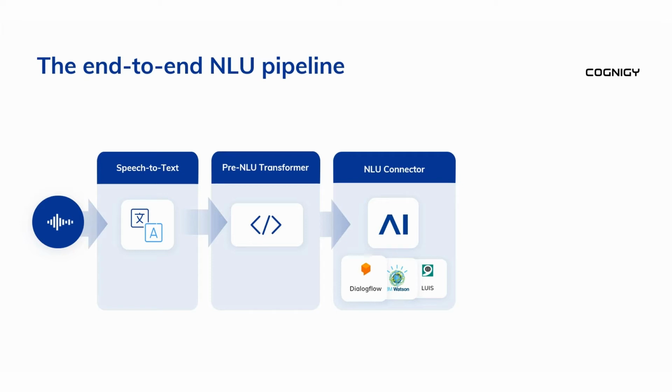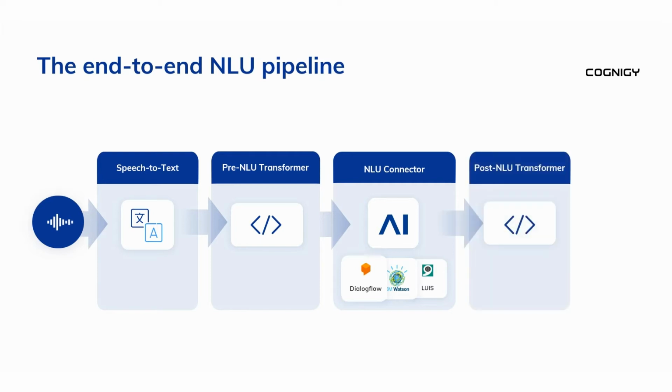After the NLU pass has taken place, we have a post-NLU transformer, which is similar to a pre-NLU transformer, except in this instance, you already have the NLU results that come out of the NLU connector's processing. And after that, finally, the results of all of this entire pipeline is being sent to the Cognigy Flow, which in itself can also be seen as an extension of the NLU pipeline.